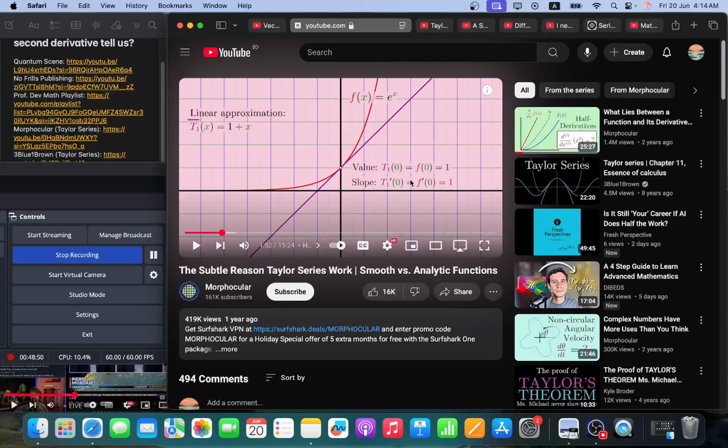You take the first derivative, which is basically the slope, and it gives you the value 1. So that's how you approximate it.